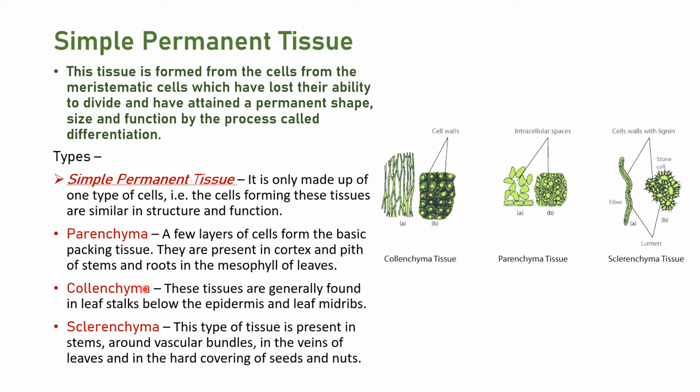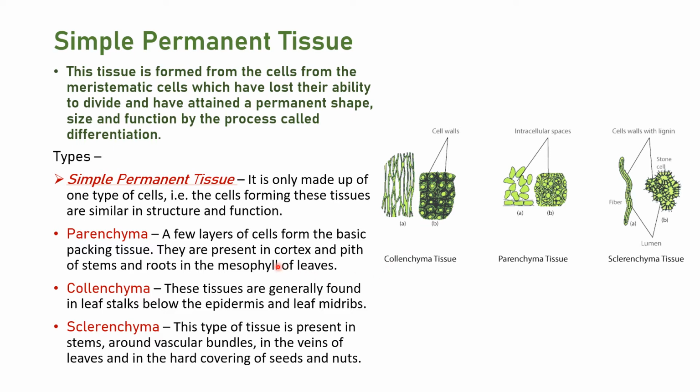Parenchyma: a few layers of cells form the basic packaging tissues. The parenchyma are made up of cells whose function is packaging of the tissue. In fact, its main function is to store food. And they are present everywhere in the plant, right? Most profusely found in plants.